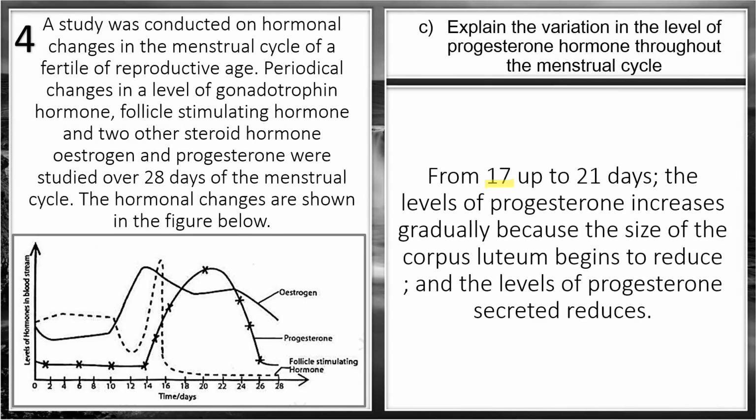And from day 17 to day 21, the level of progesterone increases gradually because the size of the corpus luteum begins to reduce and the level of progesterone secreted reduces. That is, from 17, it increases gradually because there is a reduced size of the corpus luteum, which reduces the amount of progesterone being produced.